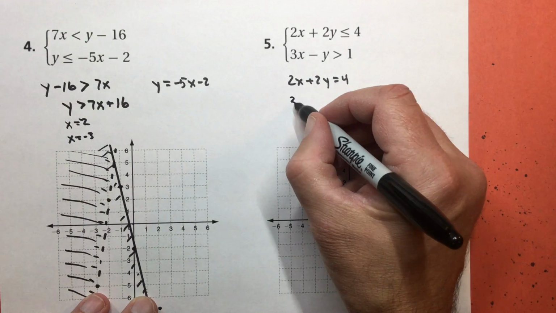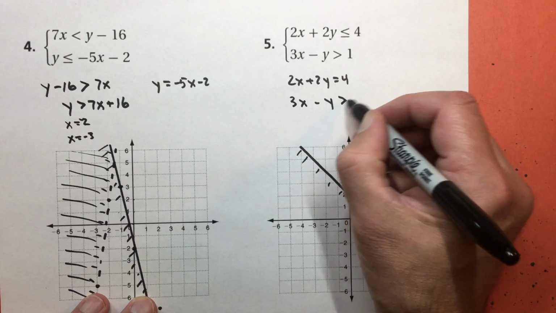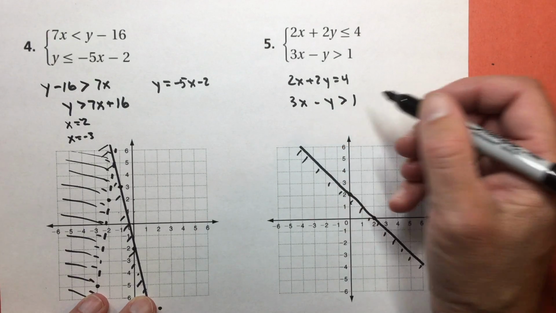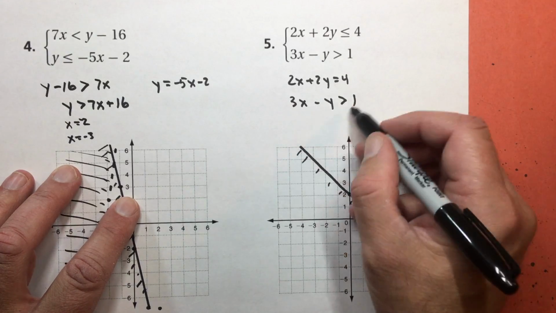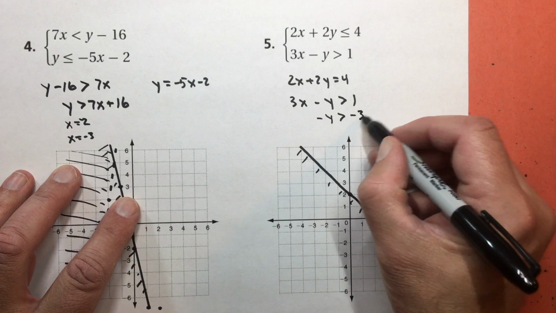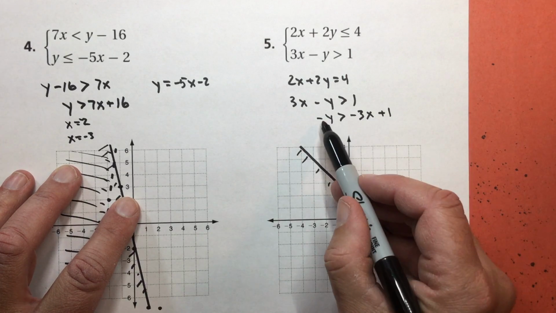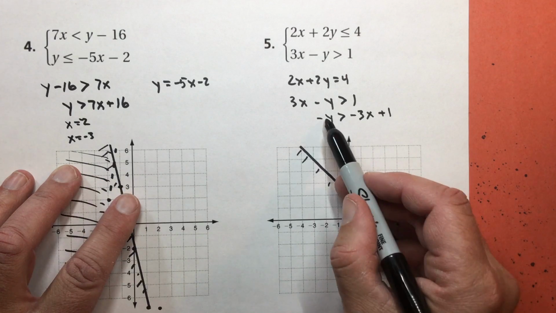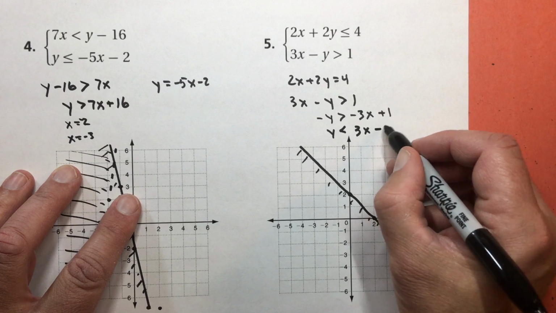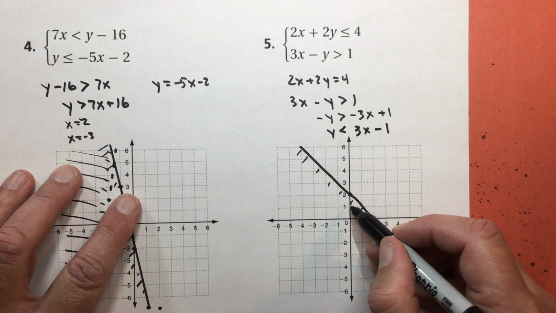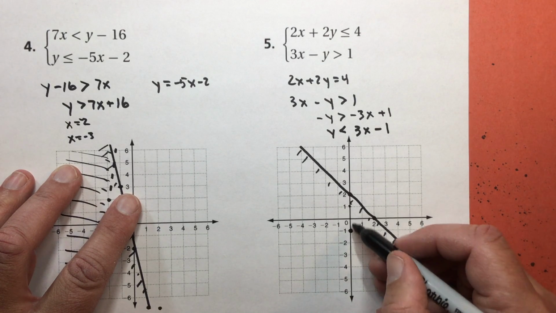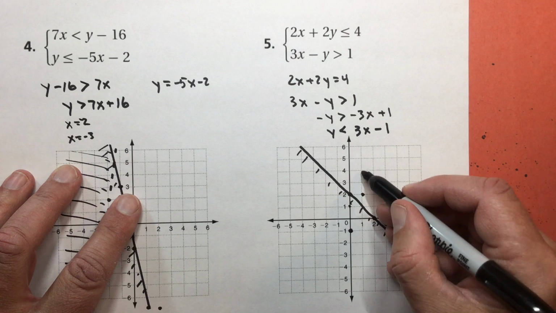For the other one, 3x subtract y is greater than 1. Oh, sorry. Yeah, sorry. I should do it. Well, that's okay. If I put this in slope-intercept form, I'm going to get negative y is greater than negative 3x plus 1. And then I'm going to multiply or divide, either one works, by negative 1. I get y is less than 3x subtract 1. So my y-intercept is negative 1. I almost put it in the wrong place. And my slope is going to be 3. 1, 2, 3, right 1. 1, 2, 3, right 1.